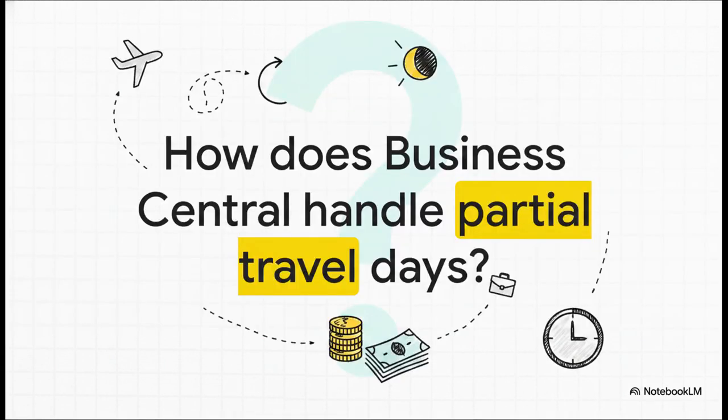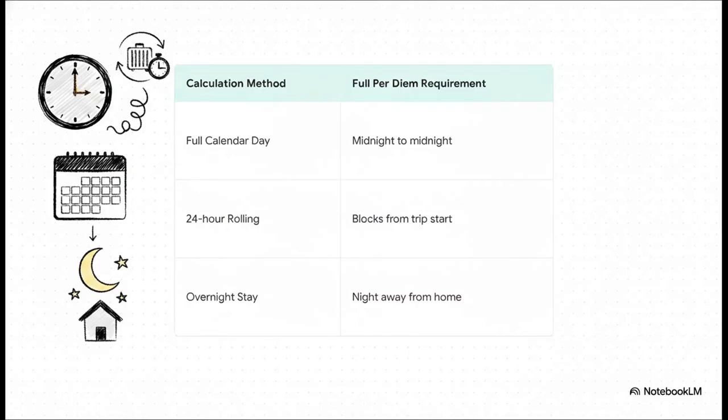Setting up a flat daily rate is great, but there's always one question that comes up during every single implementation, and it's one I was super curious about too. How exactly does Business Central handle partial travel days? Well, before it can calculate a partial day, the system needs to know what you consider a full day. Back on the Allowances FAST tab, you have 3 main ways to calculate this.